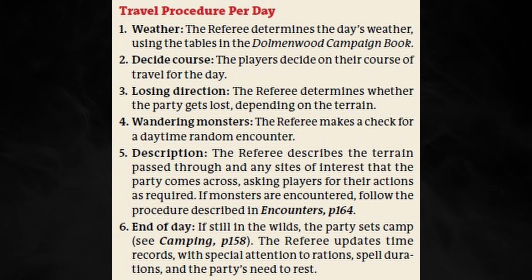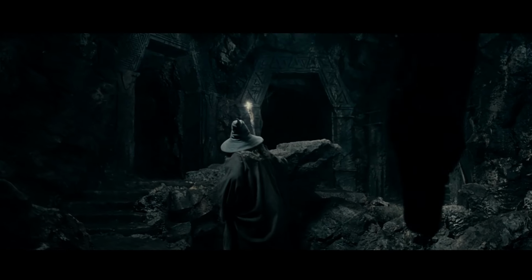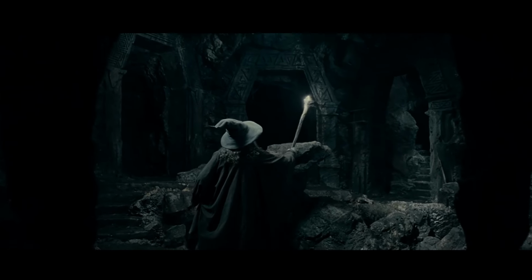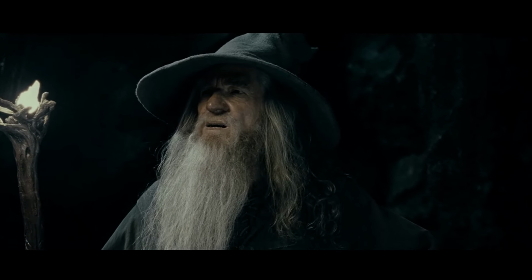The first is checking the weather. So the referee determines the weather for the day, and then the players need to decide upon their course, their direction, which way they want to travel in the world, in the sandbox. Third, you as the DM have to check to see if they lose their direction. So the players can get lost when they're exploring. So you have to determine if they do that, and then there's a few steps on that. We'll go a little bit deeper in a minute.